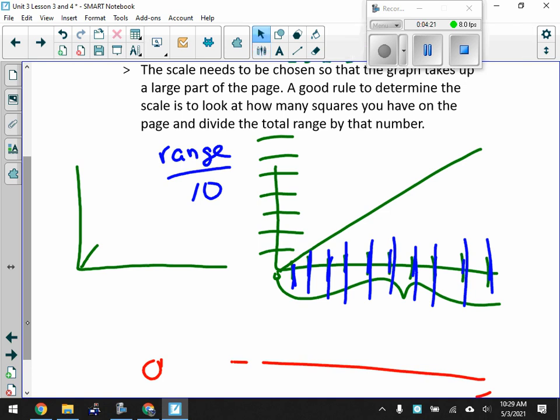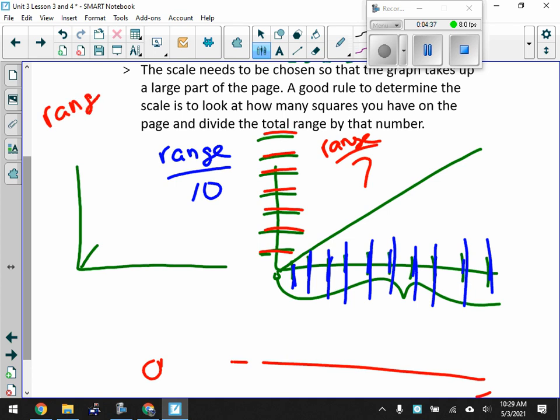So we go this way. Oops, grab a different color. 1, 2, 3, 4, 5, 6, 7. Let's say there's only 7. Well, I would take the range in this case and divide it by 7. And the range, of course, is the highest minus the lowest value. Quite often that lowest value is in fact 0. And we divide it by the number of squares we have.